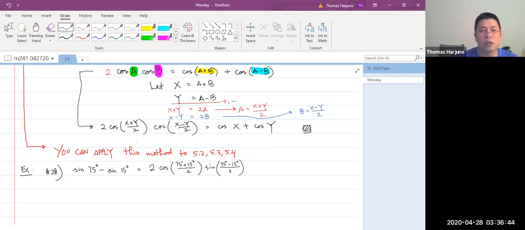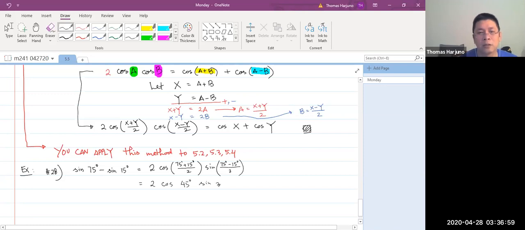Okay, so this will be, let me go on. This is 2 cosine what? 45 degrees, sine 30 degrees. Right? That's 2 times square root of 2 over 2 times 1/2. That will be square root of 2 over 2.